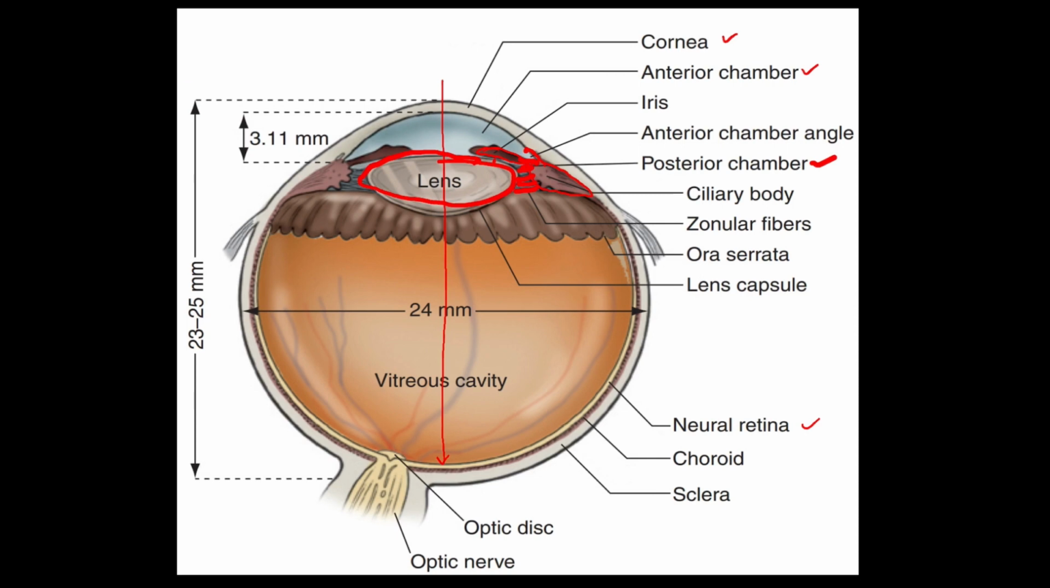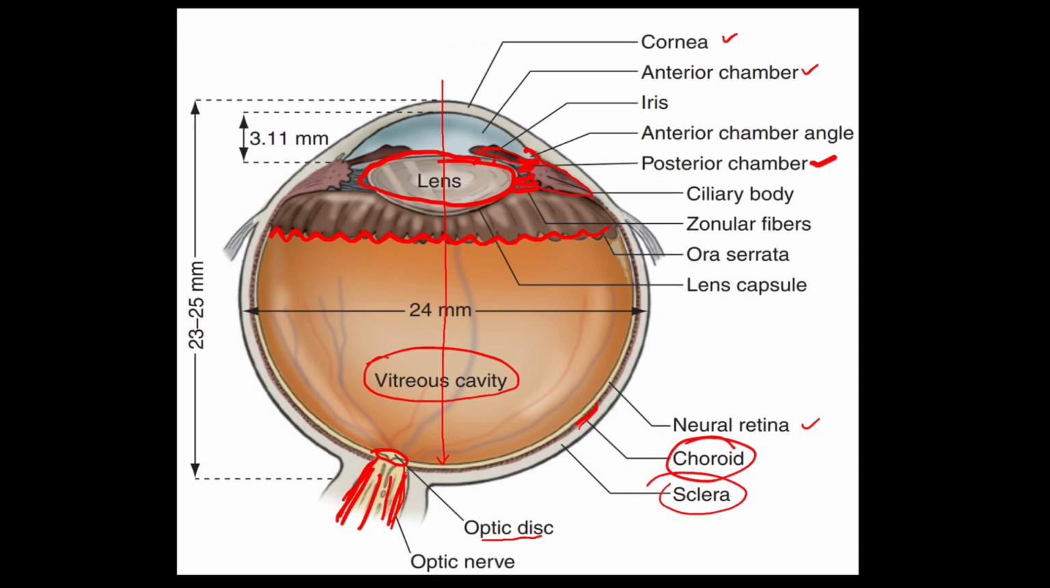Now, the ora serrata is present here. It is a serrated structure in this cross section that demarcates the end of the retina. Then the choroid, which is demarcated here, is also a part of the uvea, and the sclera protects all these structures. This is the vitreous cavity containing vitreous, also a transparent structure. Inside, we can see the optic disc, through which fibers pass to the optic nerve.